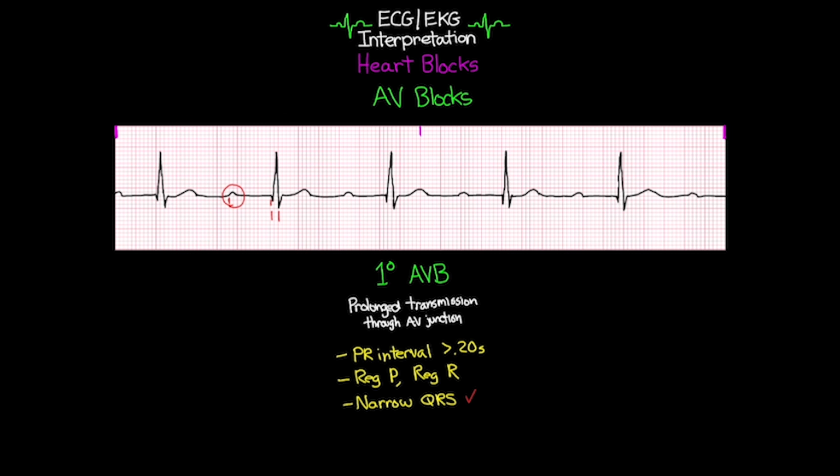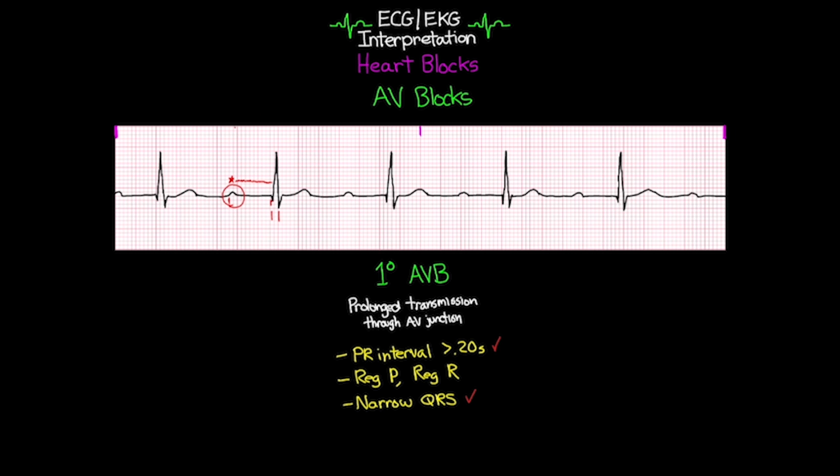As you can see, we go across one big box and almost another 5 smaller boxes, so we are definitely elongated here. So if you think about that, the impulse is initiating in that SA node, and it's going to the AV node, and it's taking a while, and then finally you have your QRS complex in which that impulse is passed down the bundle of His.